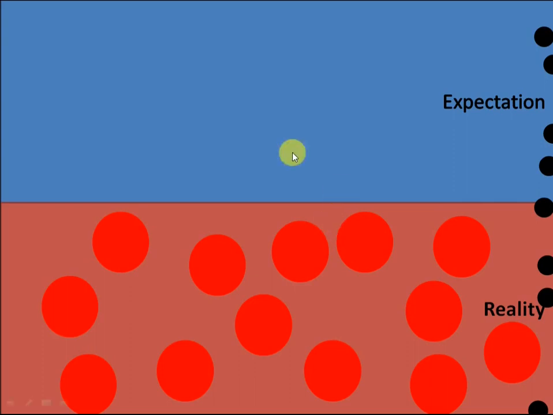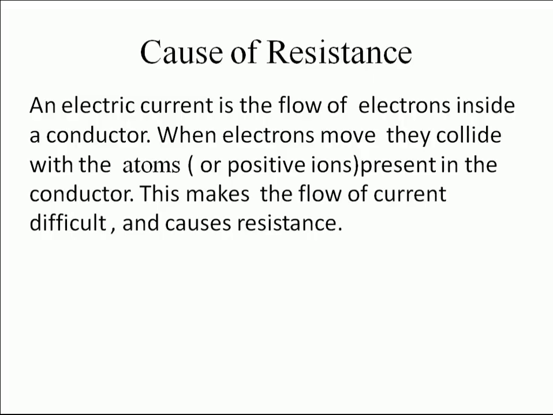While moving they collide with the atoms, and this collision makes it difficult for charge to flow, so that's why resistance comes. So you can see the cause of resistance is collision between electrons and atoms. You can pause the video and copy the cause.